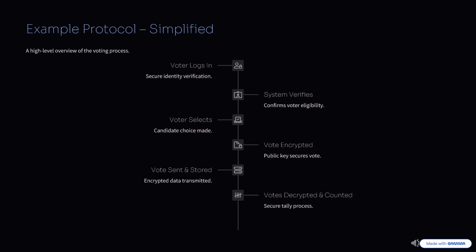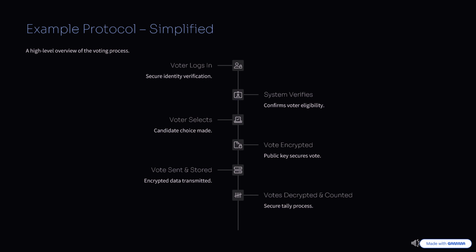Okay, now we will see a simple example. Let's walk through a simplified version of a virtual election protocol. Firstly, the voter logs in and is authenticated using a secure process. Then the system checks whether the person is registered and eligible to vote. After that, the voter sees a list of candidates and selects one. And then the vote is encrypted using the election system's public key.